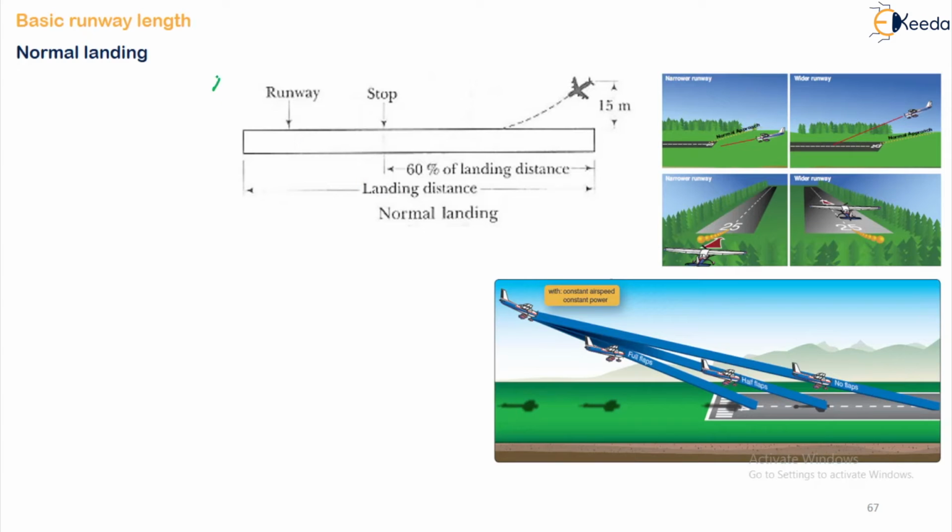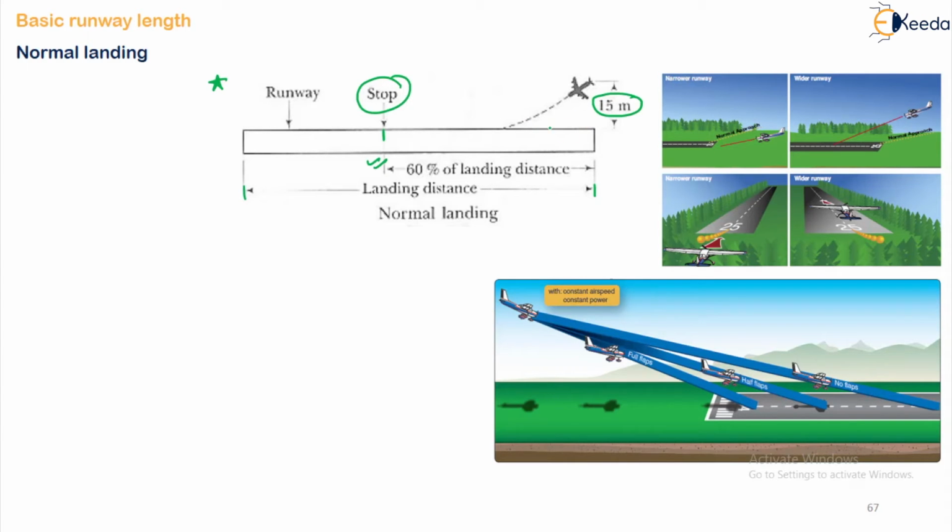If you see in the figure, the aircraft should come to stop. The aircraft is landing here, say from above 15 meters. So it should come to the stop position at 60% of landing distance. So total landing distance is from here to here. At 60% of landing distance, it has to come to stop, assuming that the pilot makes an approach at the proper speed and crosses the threshold of the runway at a height of 15 meters. The beginning of the runway portion to be used as landing is known as the threshold.